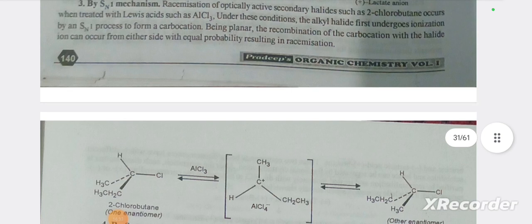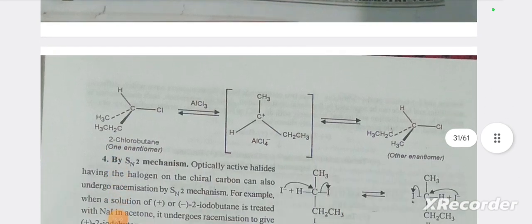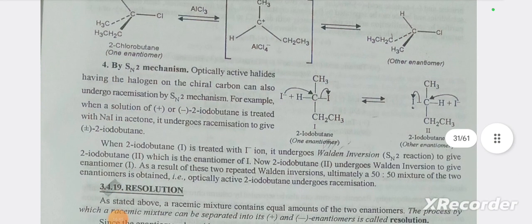Being planar, the recombination of the carbocation with the halide ion can occur from either side with equal probability, resulting in racemization. Fourth, by SN2 mechanism: optically active halides having the halogen on the chiral carbon can also undergo racemization by SN2 reaction. For example, when a solution of (+) or (-) 2-iodobutane is treated with NaI in acetone, it undergoes racemization to give (±)-2-iodobutane.